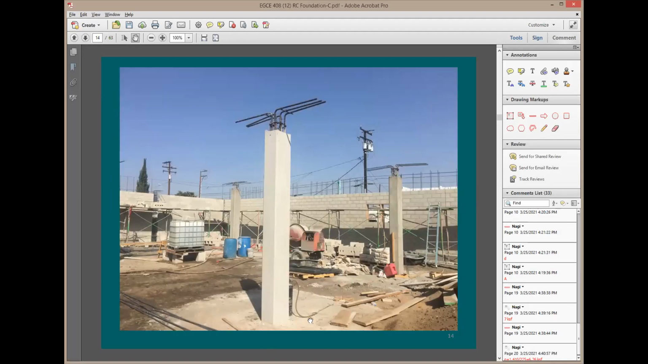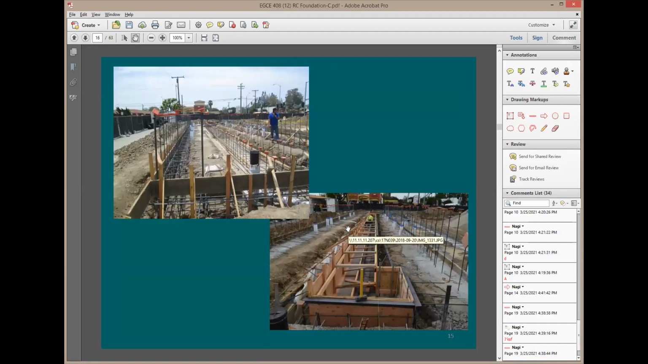This footing here is designed for only vertical load. No moment on it. Why? Because this is a gravity column, which does not support any moment. But look at this footing here.